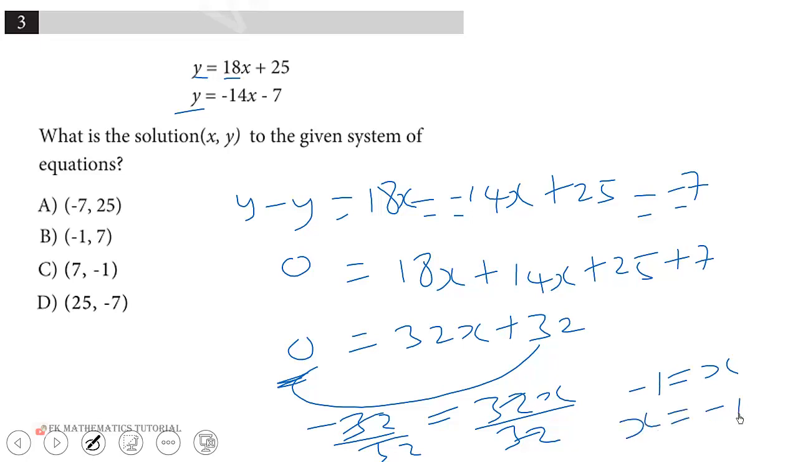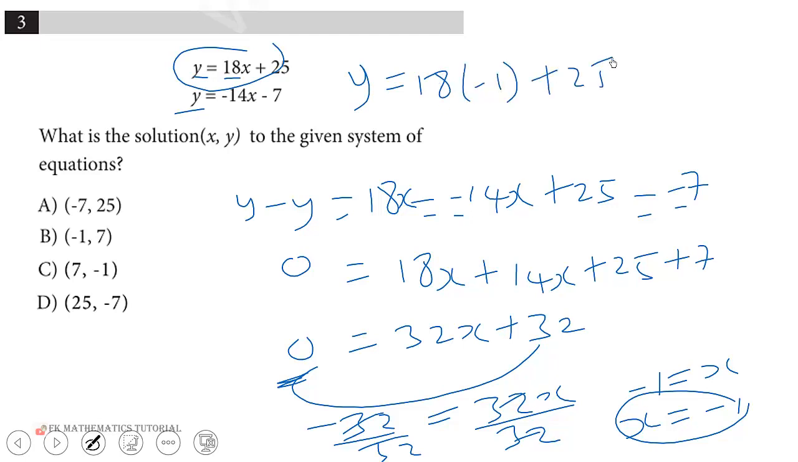So when x equals -1, you can put this value right into any of the equations. So let's put it right here. So y equals 18 times (-1) plus 25. So negative 18 plus 25, or 25 minus 18, which is equal to positive 7. So the correct answer will be x equals -1 and y equals positive 7. So the correct answer is supposed to be B.